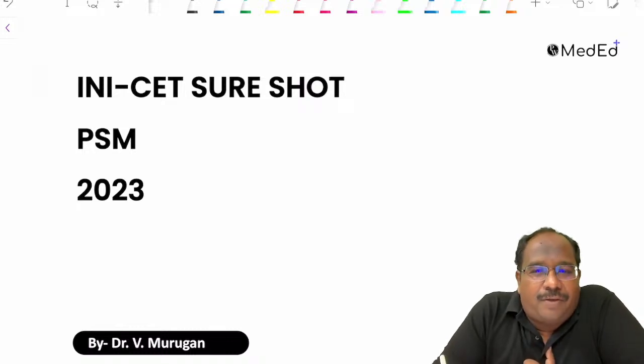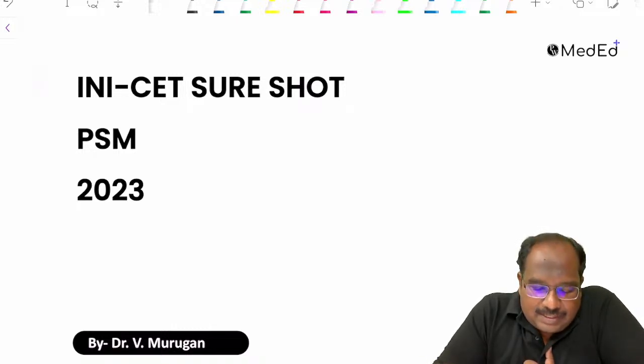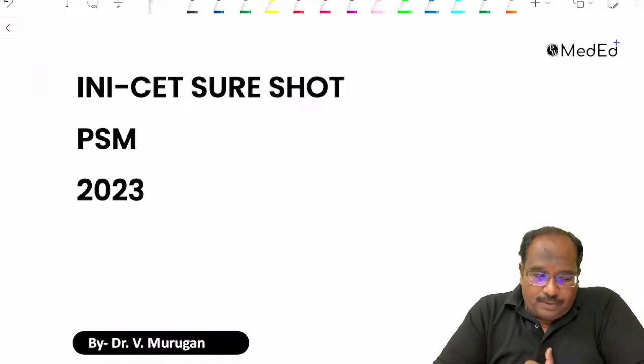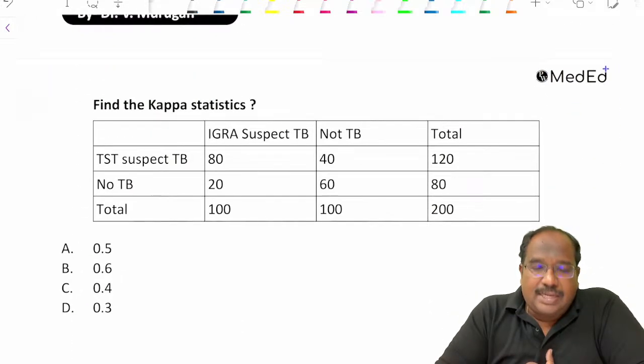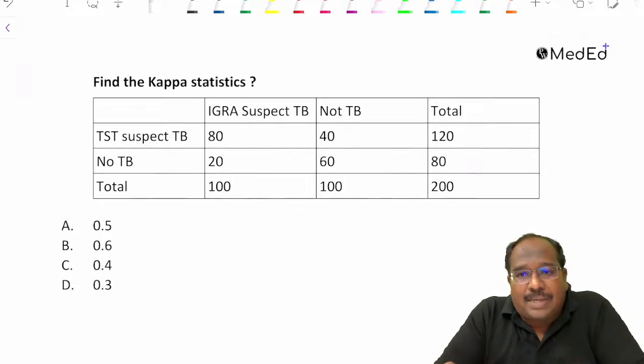So you're getting ready for this INICET exam we have within 2 weeks. So we will discuss PYQs of previous topics asked from PSM for this INICET exam. We'll start with the last year question. Okay, last exam question. Find kappa statistics.